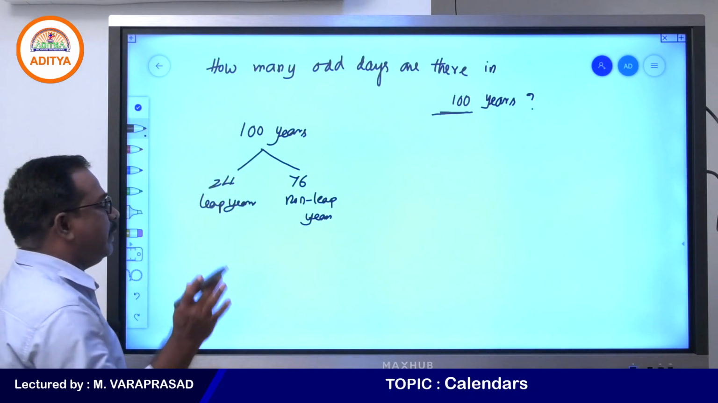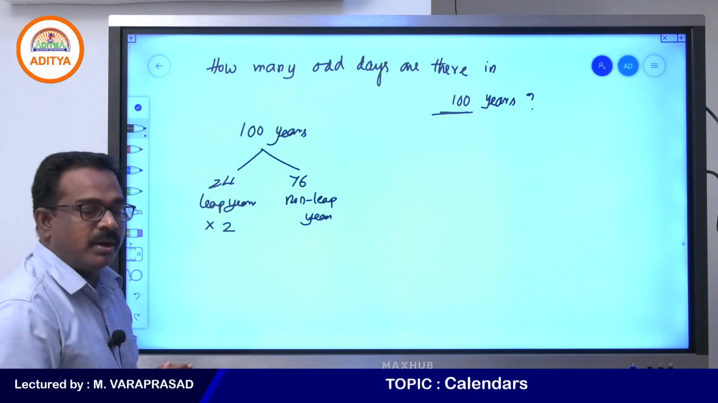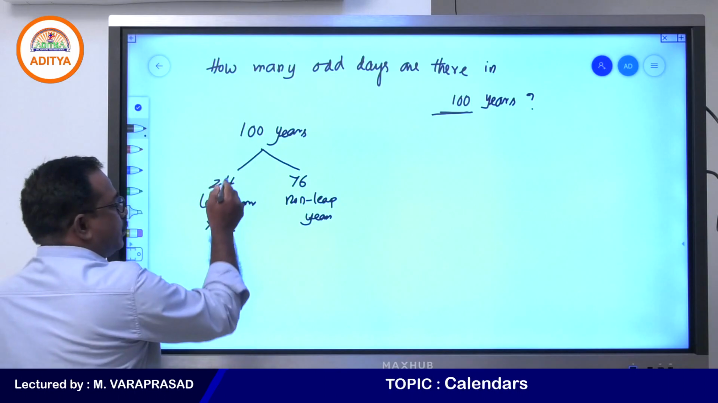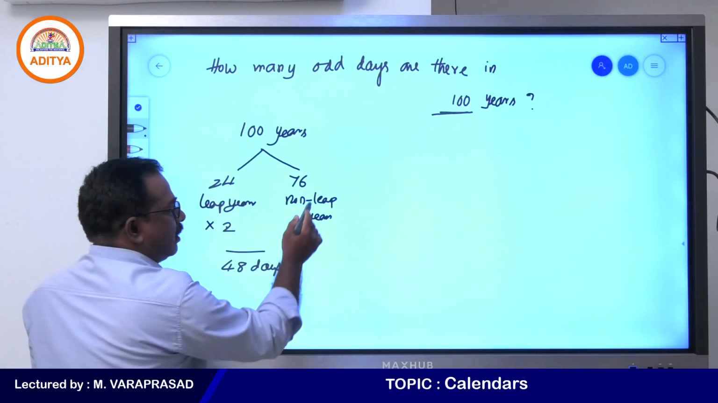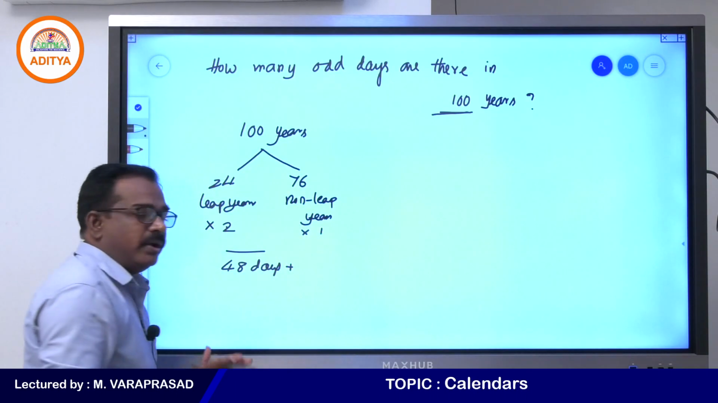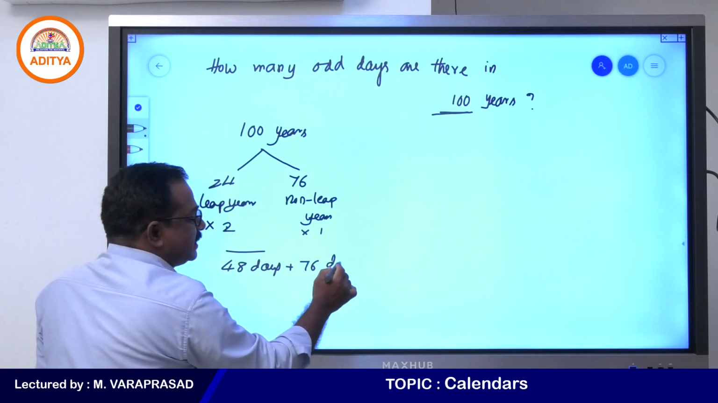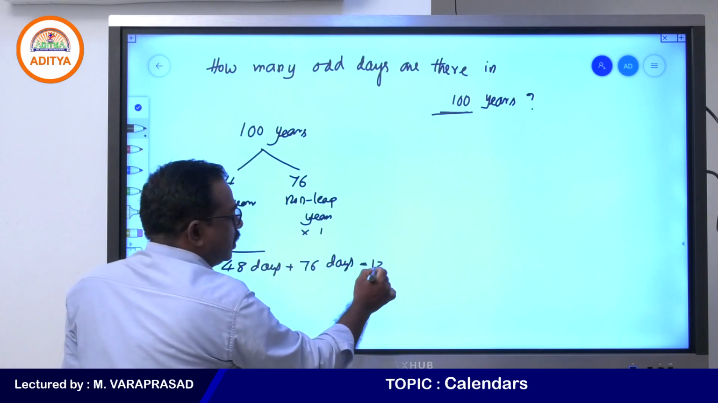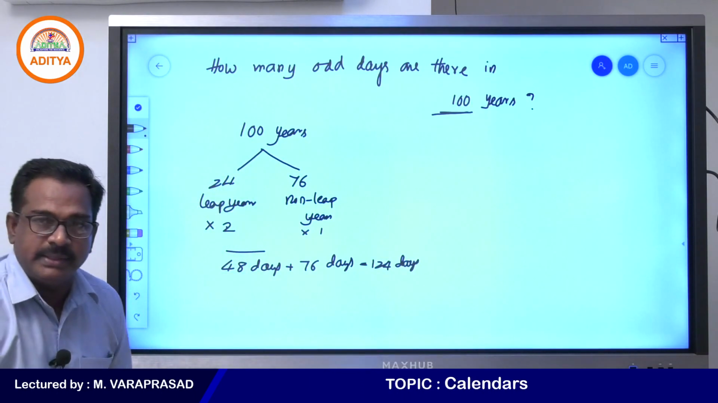We know that every leap year will have 2 odd days, because it has 366 days. So, 2 into 24 is 48 days. And every normal year will have 1 odd day. 1 into 76 is 76 days. So totally 124 days.